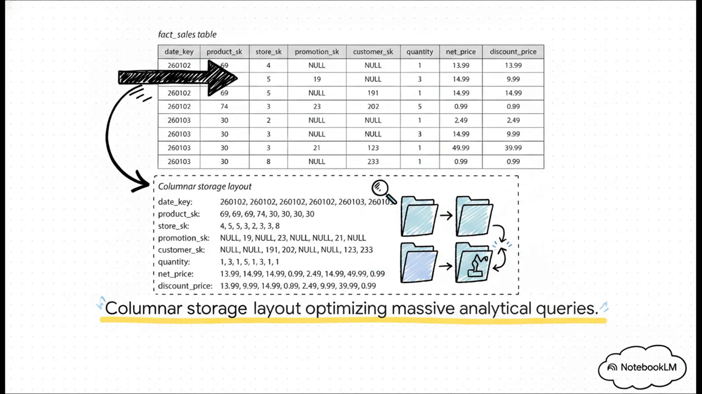Instead of storing all the values for one row together, analytical databases flip the layout sideways. They store all the values from a single column together in one file. This means if your query only needs the date and net price columns, it only loads those specific files from disk. Plus, because a column contains a lot of the exact same type of data in a row, it compresses beautifully, saving a staggering amount of disk I/O.